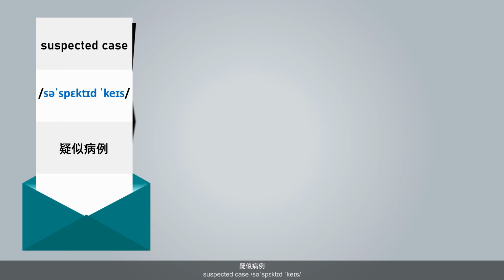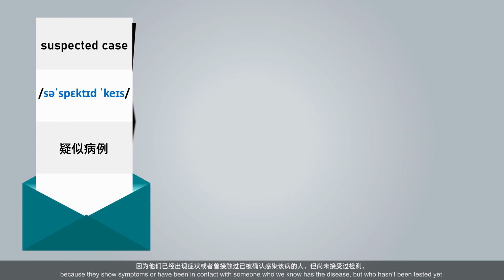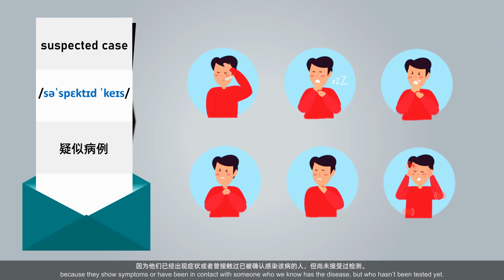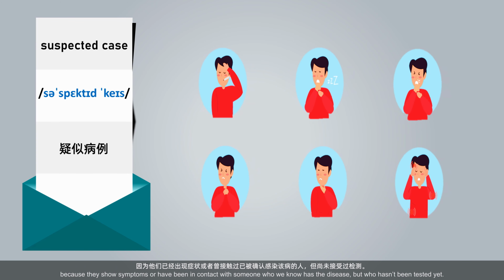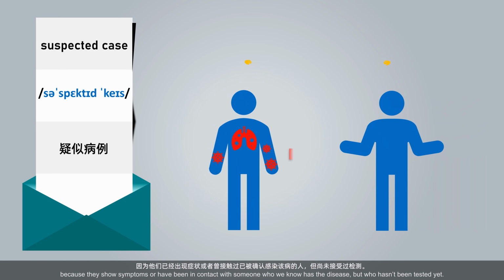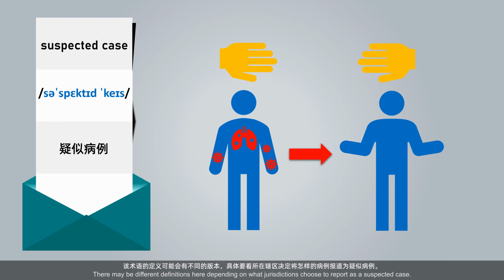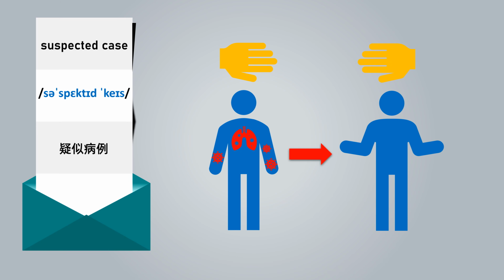Suspected case. A suspected case refers to a patient who we have reason to believe could have the disease because they show symptoms or have been in contact with someone who we know has the disease, but who hasn't been tested yet. There may be different definitions here depending on what jurisdictions choose to report as a suspected case.